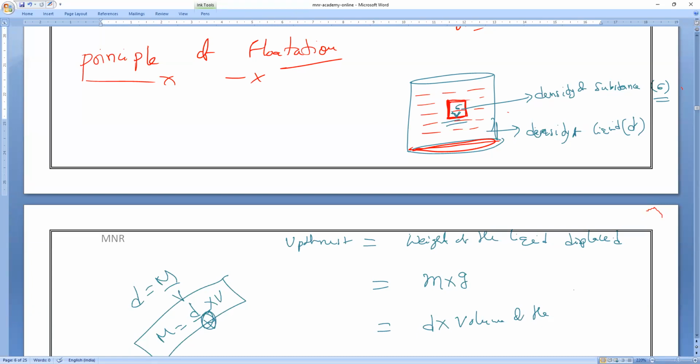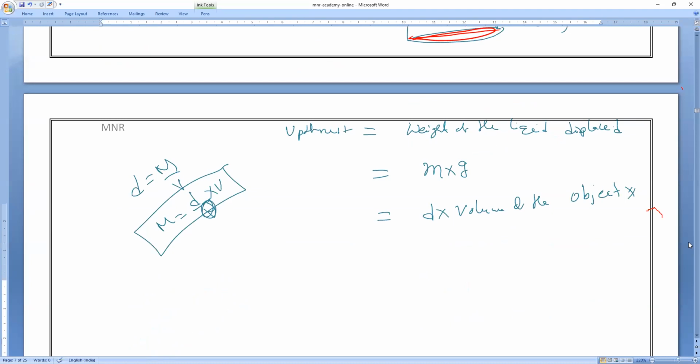Sir, one doubt. In total, what are we trying to find, sir? We are trying to find the upthrust. Clear? So weight is volume into G, acceleration due to gravity. So density of liquid is rho or D, you can take D, and the volume of the liquid displaced.